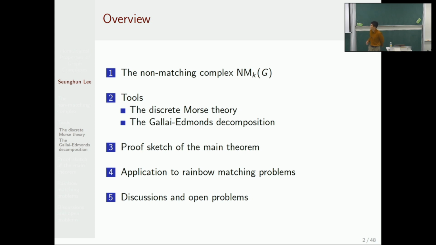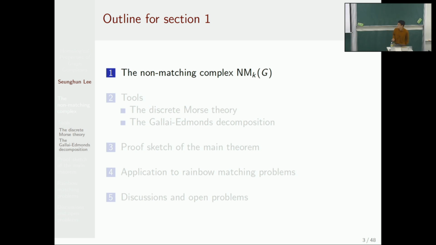To do that, we use the following tools. The first tool is the so-called discrete Morse theory, and the second tool is the Gallai-Edmonds decomposition in the matching theory of graphs. After that, I would like to briefly sketch the proof of the main theorem on the topological properties of the non-matching complex, and then I will apply that topological result to rainbow matching problems. We will have some discussions, and I will give some problems. So I will start the first part.